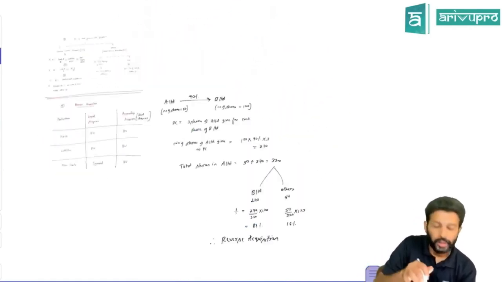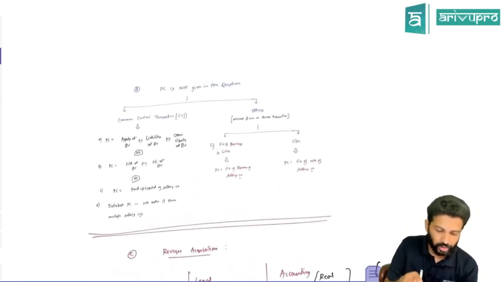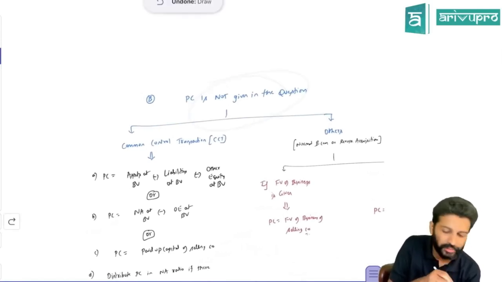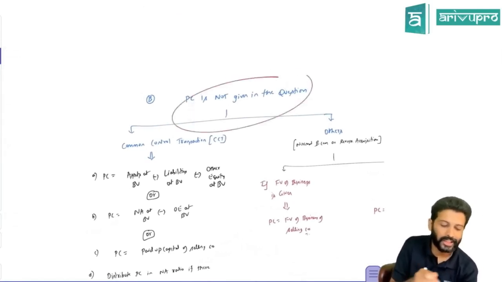All right. Next one more you need to remember is, maybe we'll run through this chart as well. And then we have one or two questions directly. We can take care of that. So what is this? What if PC is not given in the problems? Sometimes what happens, the purchase consideration will not be mentioned in the problem. So in that case, what to do?